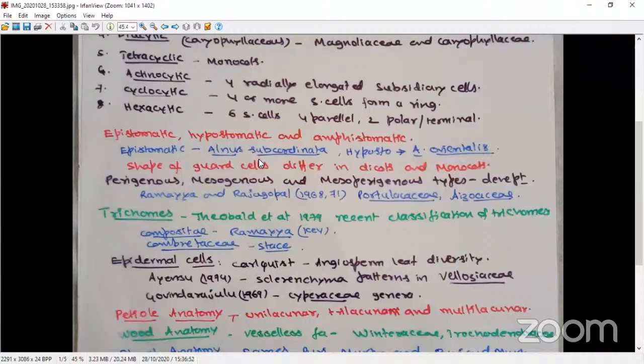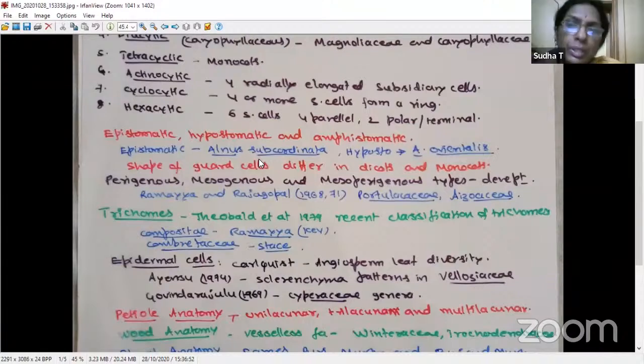Remember one thing, whichever character is useful for species identification is more significant in systematics. That means with that particular character, whatever it is, not only the anatomical features, if it is useful for the identification of a species, it has a lot of significance in systematics. Just remember that, that is one point.